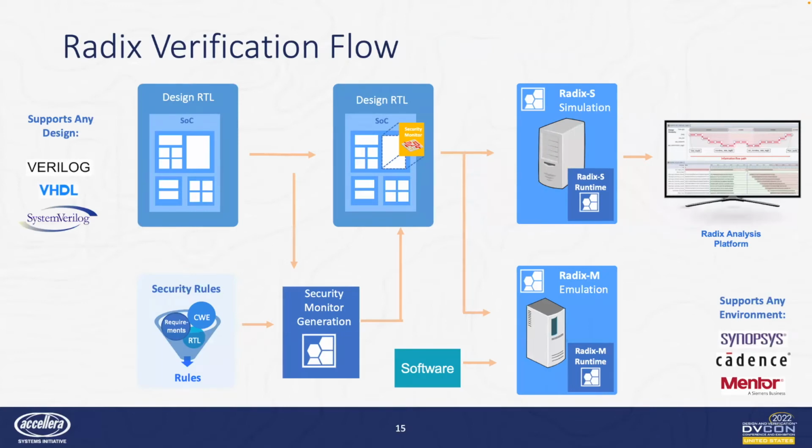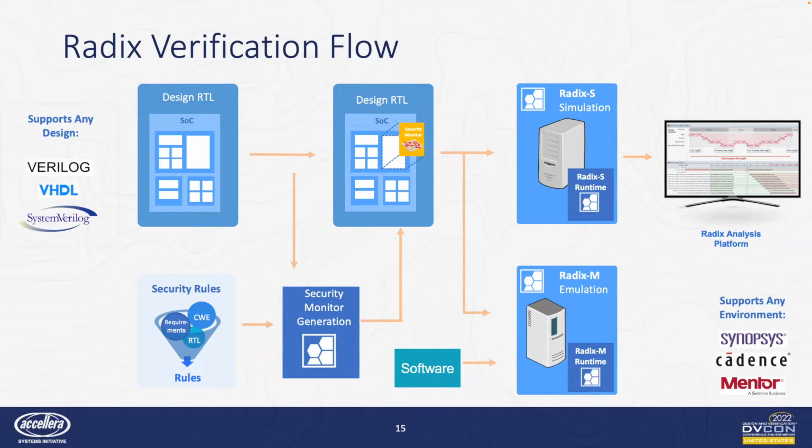Now that we have a Radix rule, how does it fit into the verification flow? First, we create a security monitor by reading the design RTL and the rule into Radix and compiling it into a monitor, which is a piece of encrypted SystemVerilog code, which is then bound to the design using SVA bind when the design and the test bench are compiled and run. Any violations of the security requirements defined by the rules are reported in the simulation log and the waveform database.